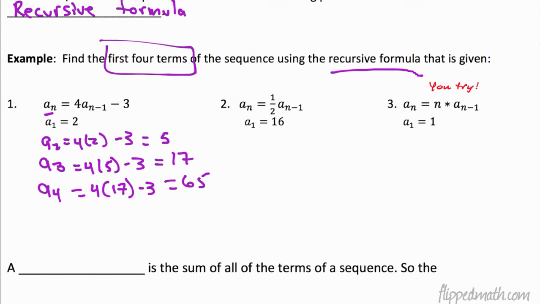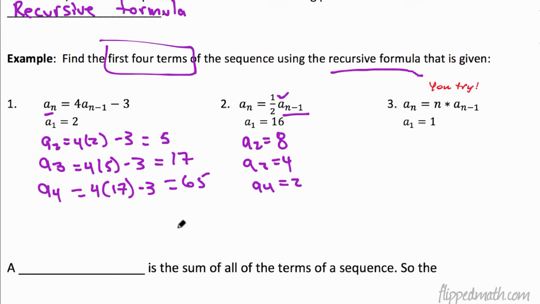Let's try the next one, number 2. So we have a starting point of 16, and to find the next term, we take half of the term before it. So a sub 2 would be 8, because that's half of 16. A sub 3 would be 4, and a sub 4 would be 2, because I'm taking the term before it, and I'm finding half of it. It's that simple. You try the last one all by yourself.